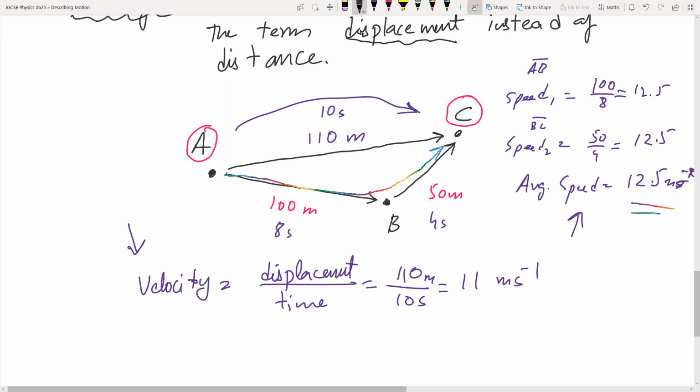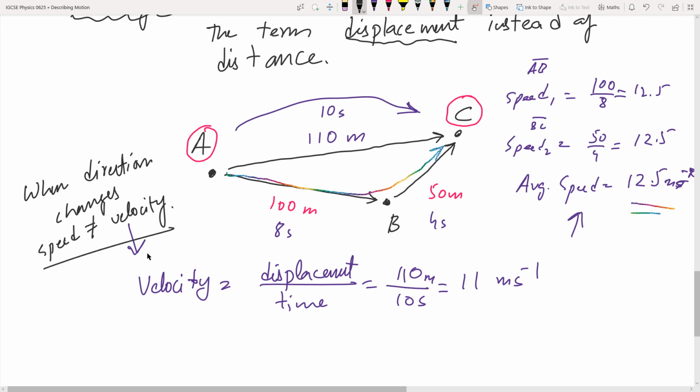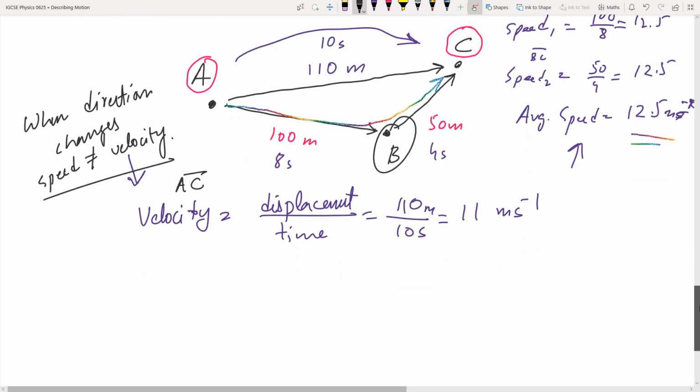So keep this in mind, that the velocity and speed may have different values, especially when directional changes are incorporated. When direction changes, speed may not be equal to velocity, right? Because we're not incorporating velocity for each of these intervals. Instead, we are calculating velocity from A to C directly, and we're not considering point B over here for our calculations, right? That is the net velocity.